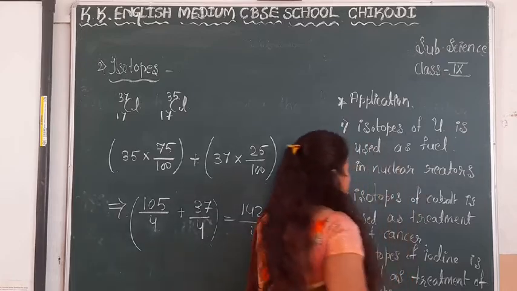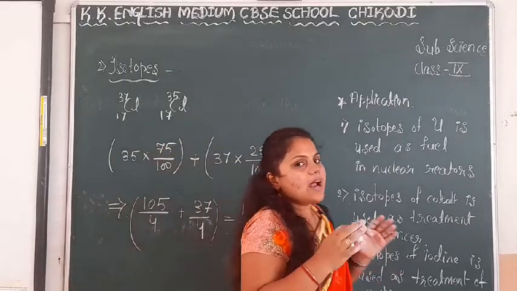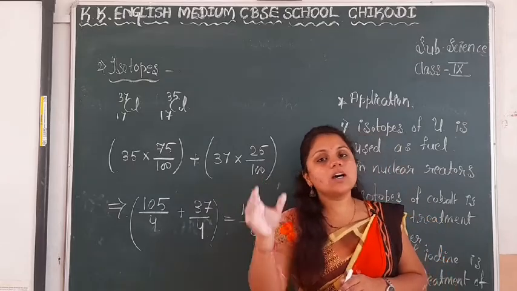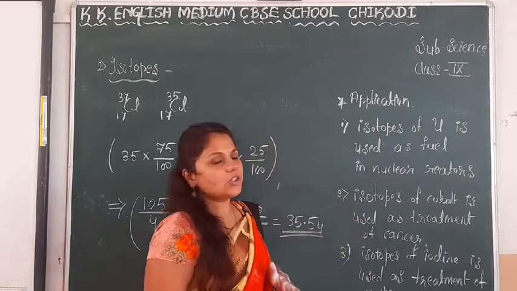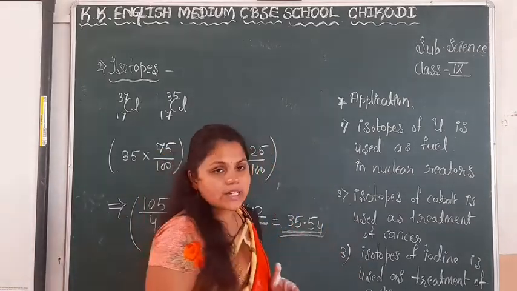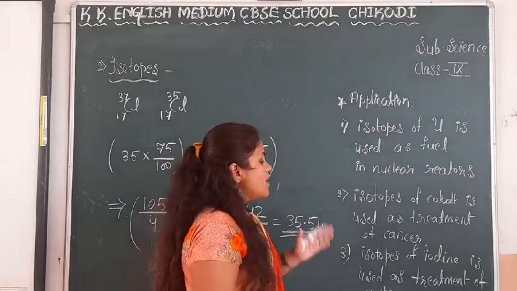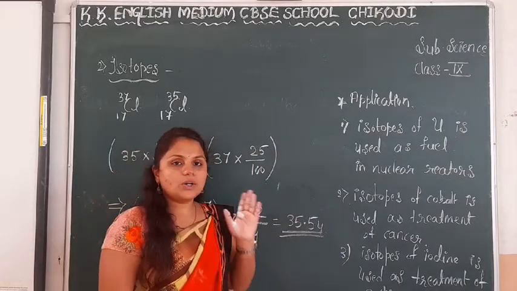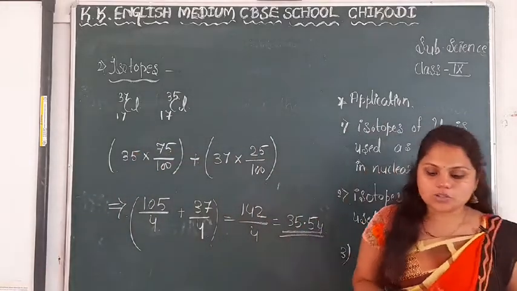Okay. So what is the use? You can't take the elements in the proper amount, so you are going to use the isotopes of the similar elements. So these are some uses of the isotopes. Isotopes of the uranium are used as a fuel in the nuclear reactors. Isotopes of the cobalt are used in the treatment of cancer, and isotopes of the iodine are used in the treatment of the goitre. Okay, so here are some applications of the isotopes.